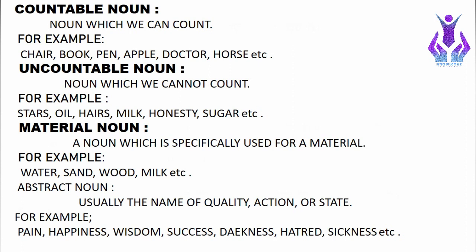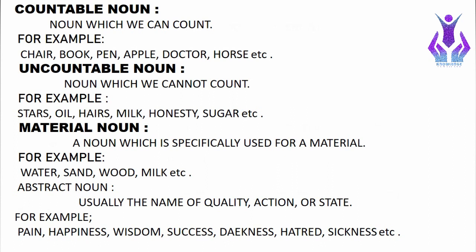For example, chair, book, pen, apple, horse, etc. Animals, we can count them. So these are called countable nouns. The next one is uncountable noun, opposite from countable noun. Nouns which we cannot count are called uncountable nouns.